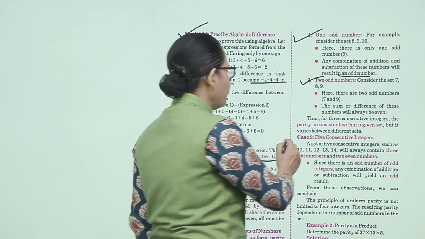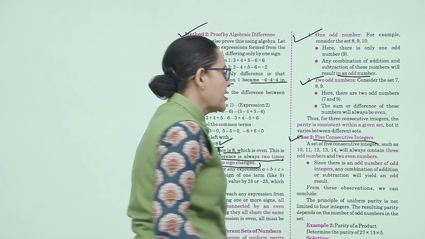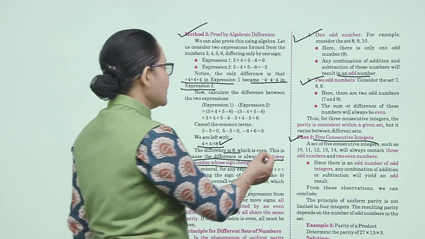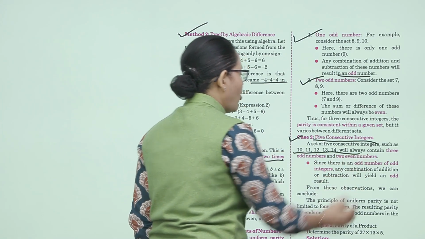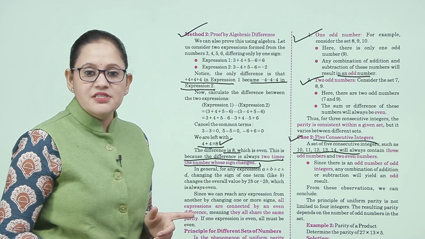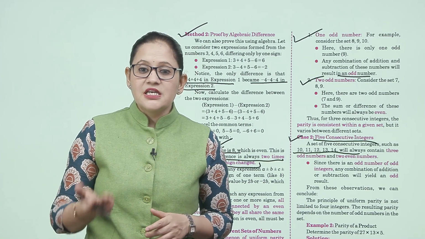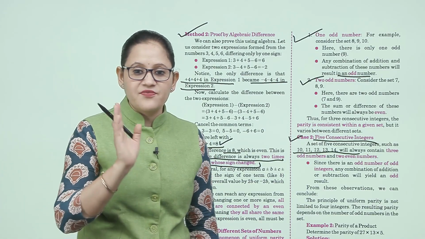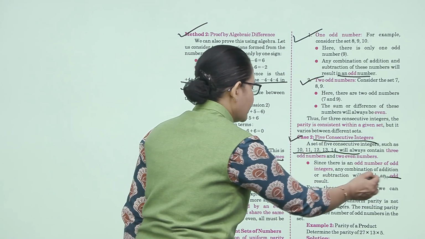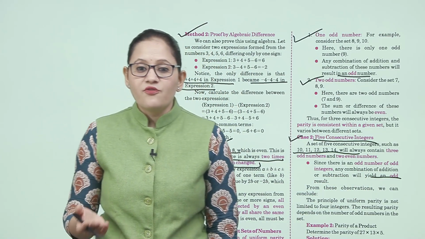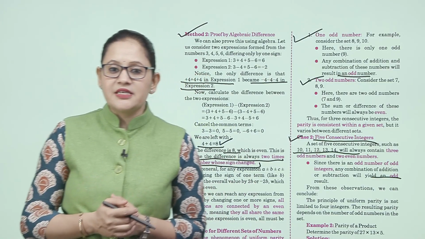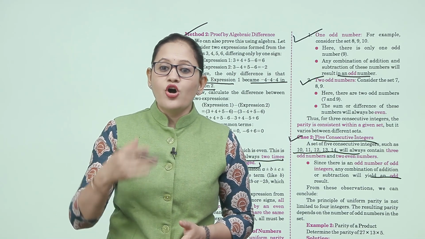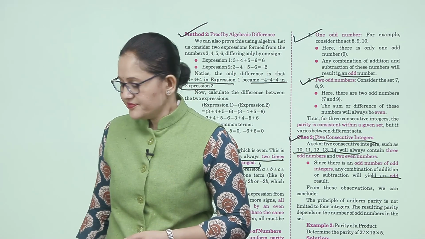Now, case 2, 5 consecutive integers. The sets of 5 consecutive integers, such as 10, 11, 12, 13, 14, will always contain 3 odd numbers and 2 even numbers. Since there is an odd number of odd integers, any combination of addition and subtraction will yield an odd result. From these observations, we can conclude that the principle of uniform parity is not limited to 4 integers. The resulting parity depends on the number of odd numbers in the set.